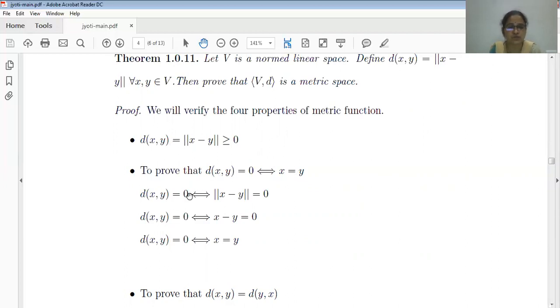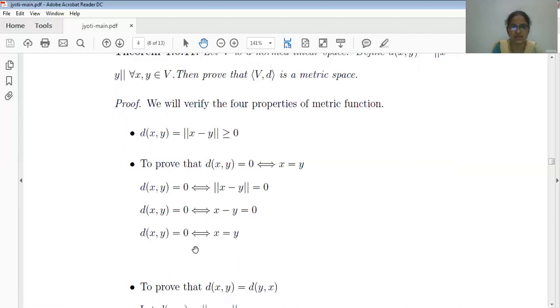d of xy is equal to 0. According to the given definition, d of xy is nothing but norm of x minus y. Therefore, d of xy is equal to 0 if and only if norm of x minus y is equal to 0, according to the second condition of a norm function. And now x minus y is equal to 0 will imply x is equal to y. Hence, we have proved distance between x and y is equal to 0 gives us x is equal to y.